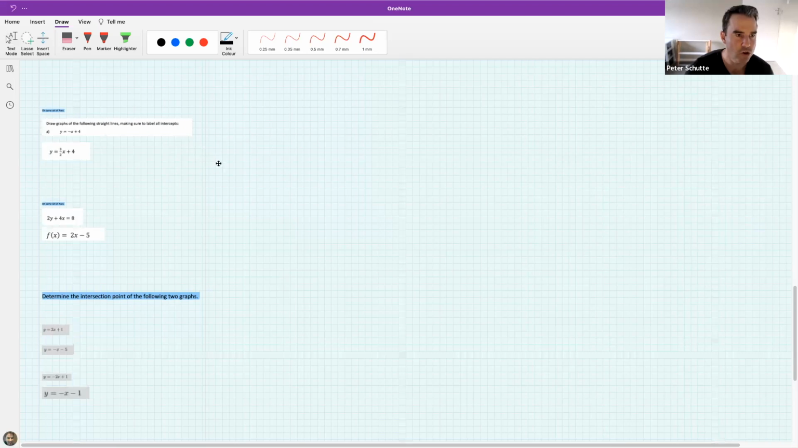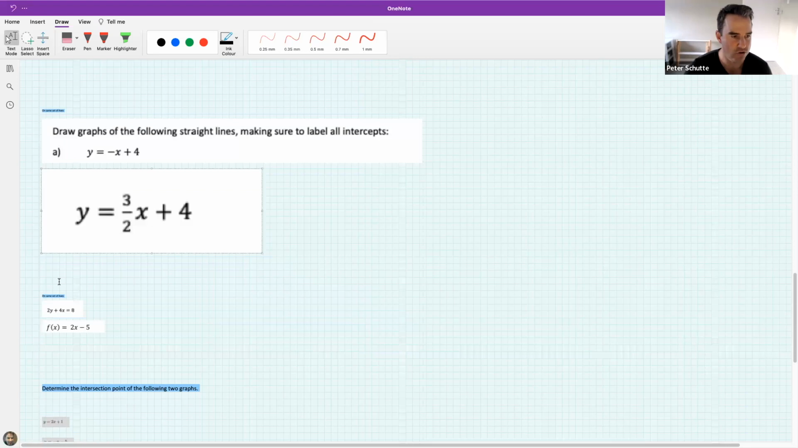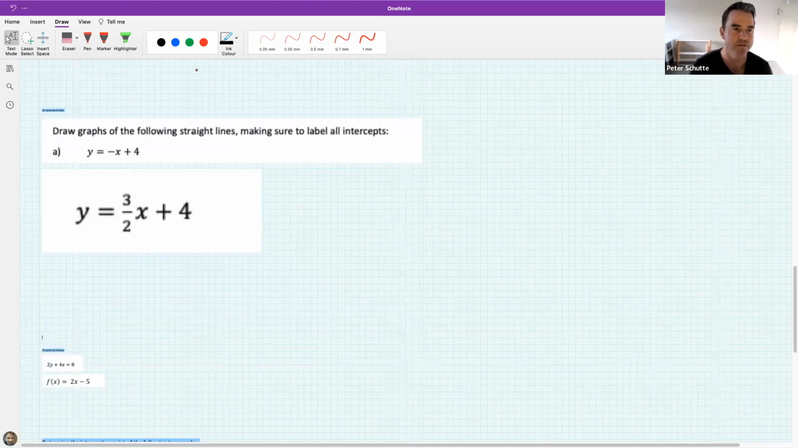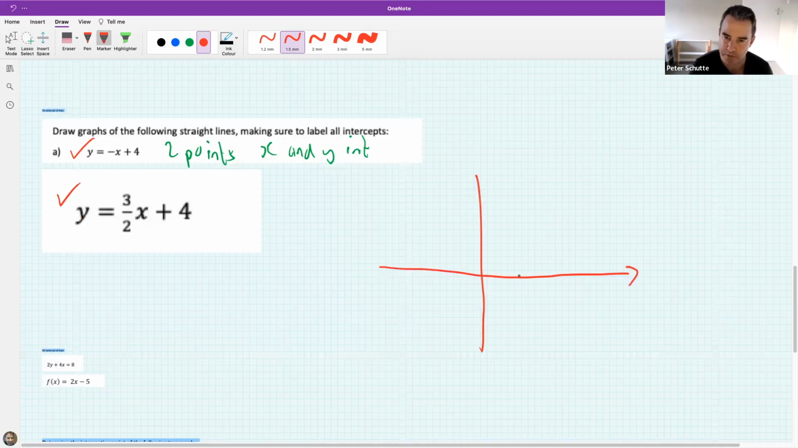I want you to draw 2 graphs on the same set of axes. So these are 2 straight line graphs. And in order to draw straight line graphs, we have to find 2 points. And the 2 points that we most often choose are the x and y intercepts. So for each of these, I want you to find the x and y intercept. And then when you're done, I want you to plot them on a Cartesian plane and label them and draw them like you would for the test exam.